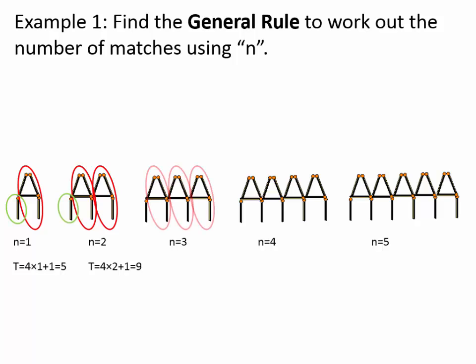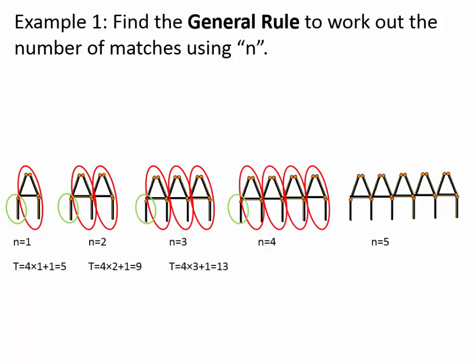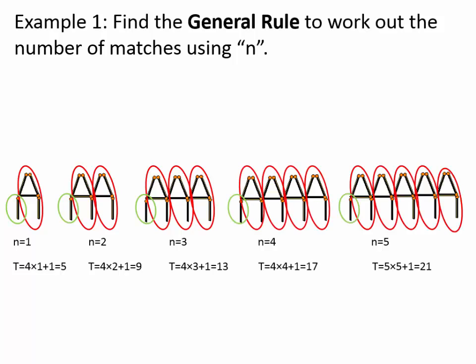And you can imagine what will happen in the third one. There are 3 groups of 4 plus that little 1. So it'll be 4 times 3 plus 1. And then it'll have to be 4 times 4 plus 1. So our general rule could look something like this. M for matches, you could use T if you like, but we'll go for M. Capital M equals 4 times n plus 1.